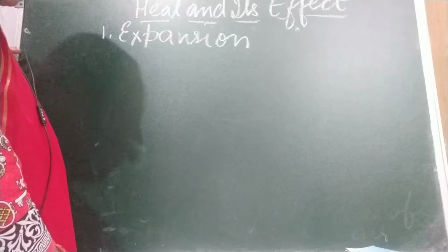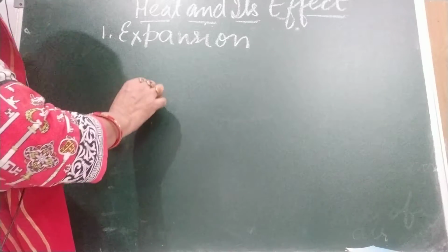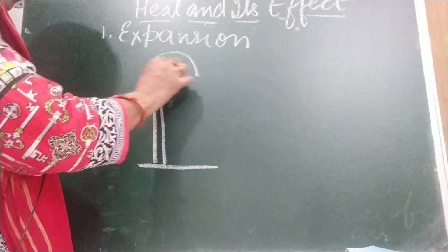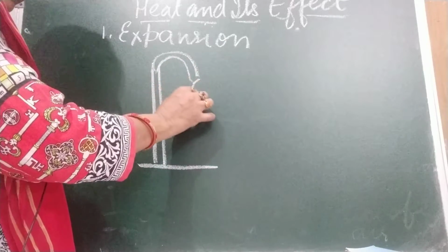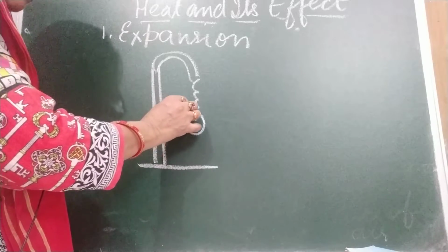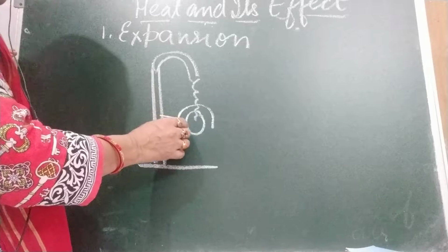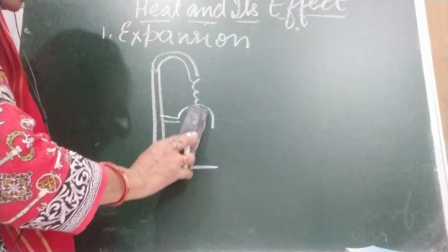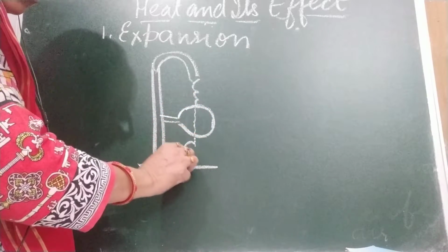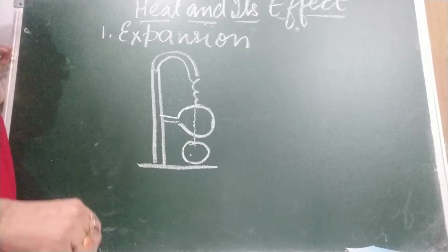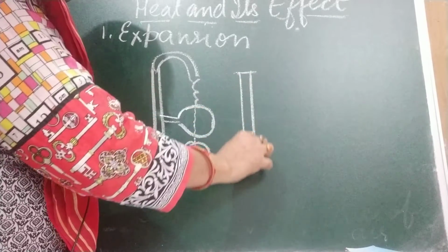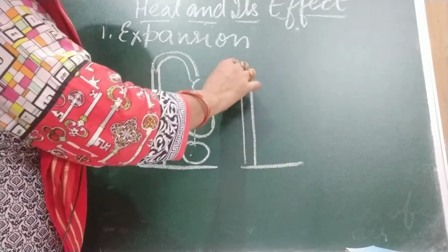Take the ring and ball apparatus. This is the ring and ball apparatus. With the chain, the ball is hanging, and this is the ring. The ball goes down through this ring easily. Now we are going to heat it. See what is happening. We have heated it.